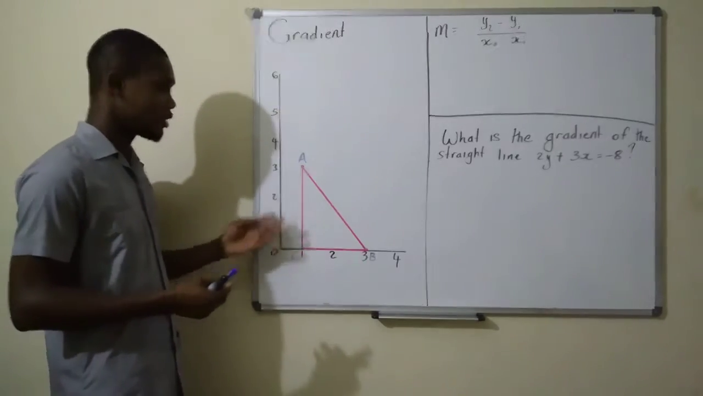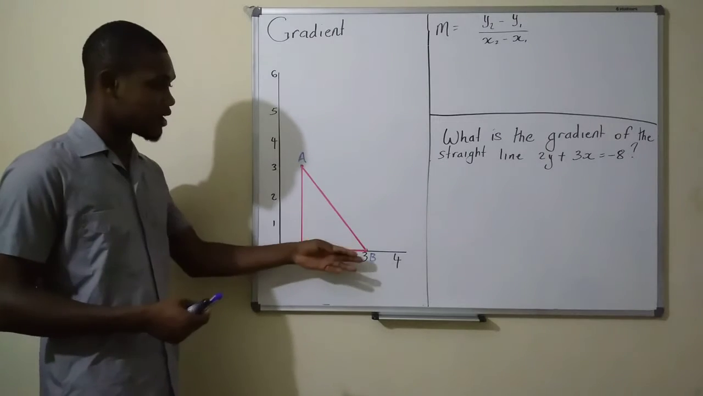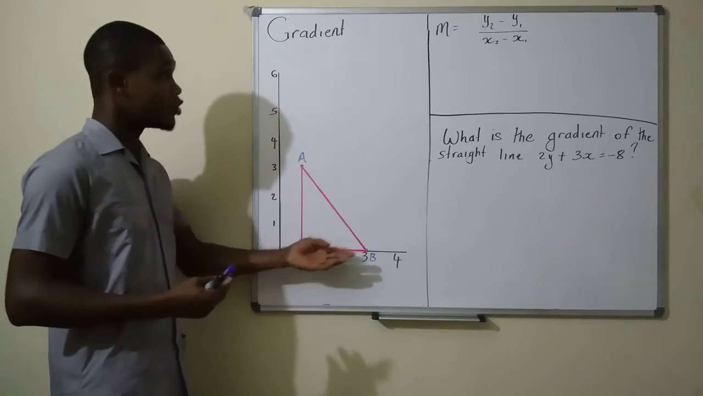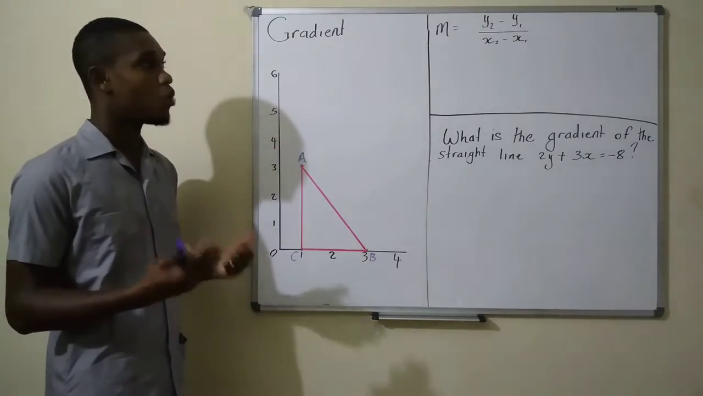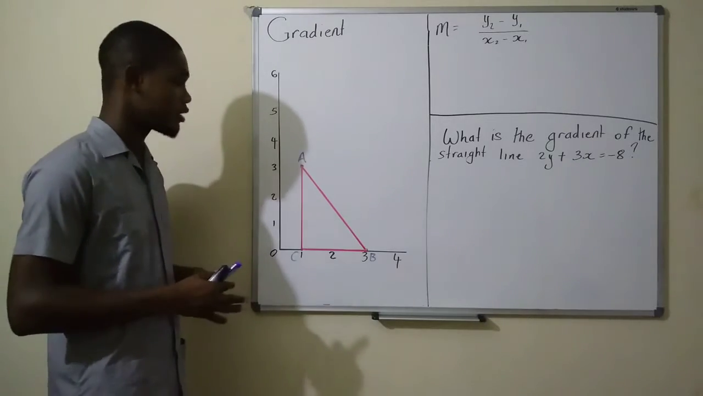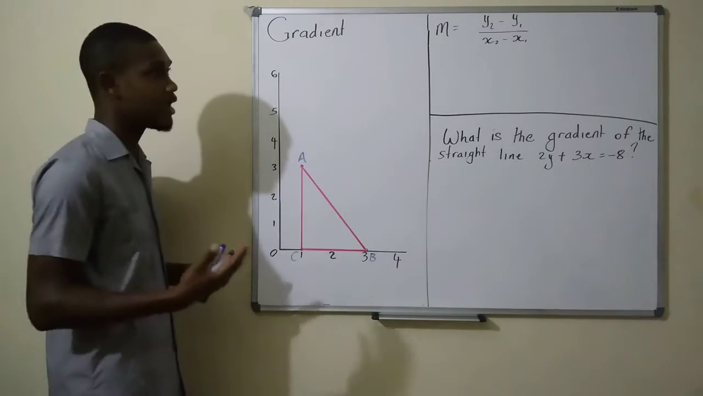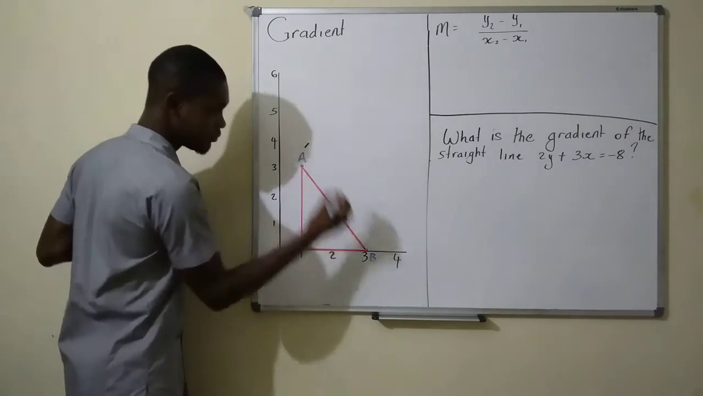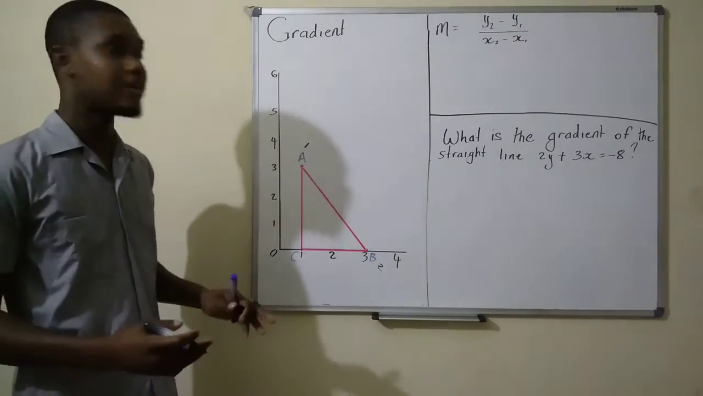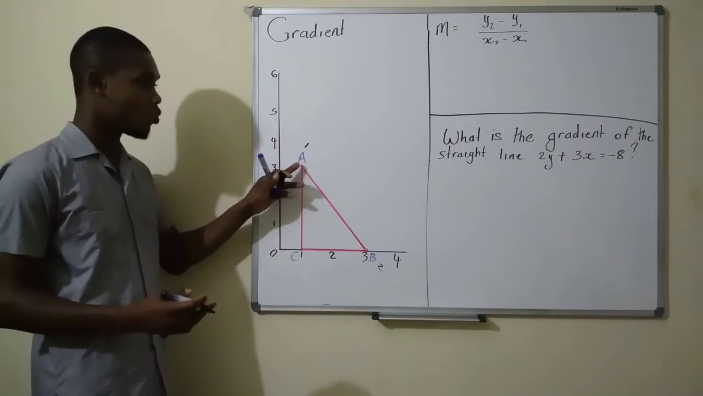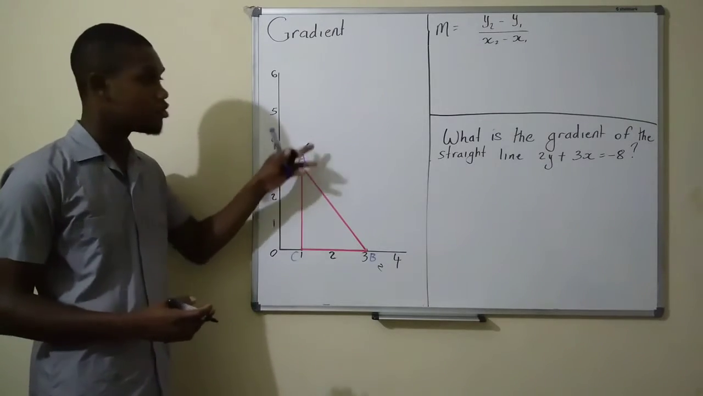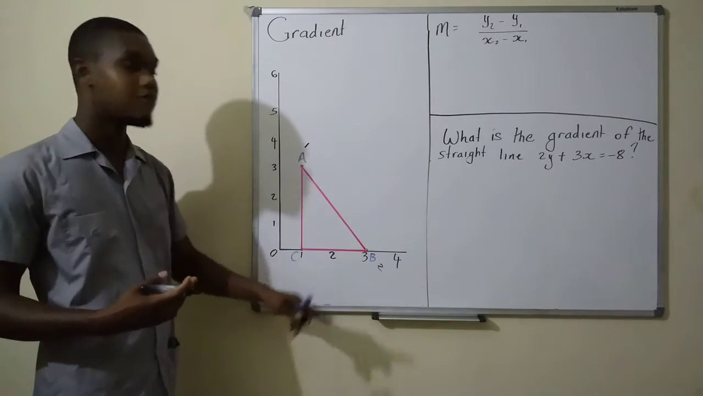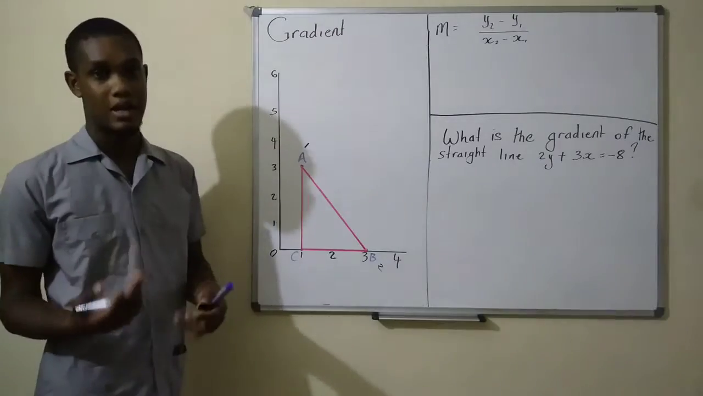Now when you look at this diagram, we are going to try to find the gradient of line AB. For you to find the gradient of a line, you'll use this formula: y2 minus y1 over x2 minus x1. You can label either of your points as point 1 or point 2. I'll label A as 1 and B as 2. So the x and y values at A will be seen as x1 and y1. The values at the point labeled 2 will be seen as x2 and y2.